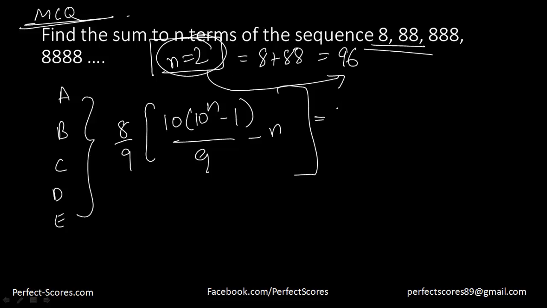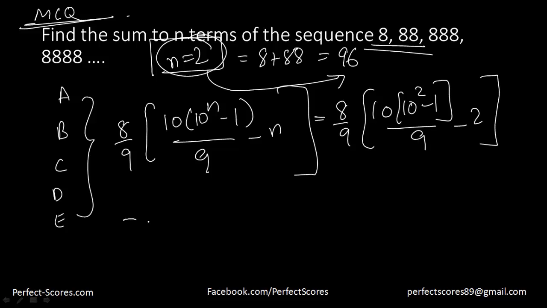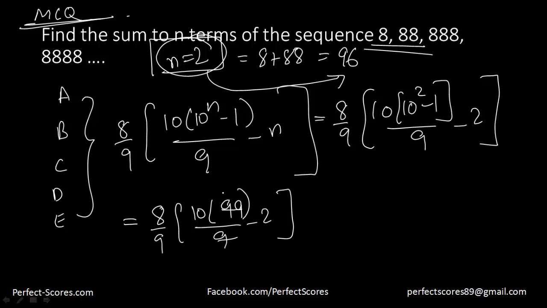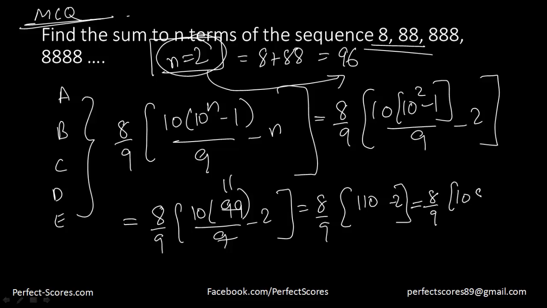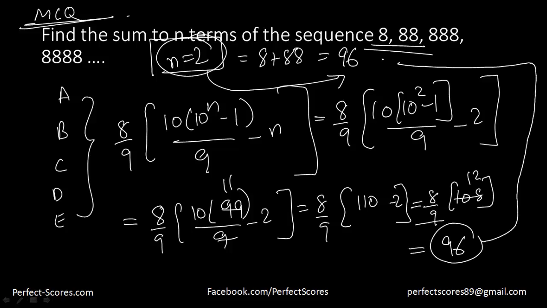So that is going to be equal to 8 by 9 into 10 square minus 1 divided by 9 minus 2. If I calculate it, it's going to be 8 by 9 into 99 divided by 9 minus 2. So this is going to go to 11. So I'm going to get 8 by 9 times 110 minus 2, which is equal to 8 by 9 times 108. That is going to be equal to 96. Bingo, matching my target, which means this is going to be my answer when it's a multiple choice question.